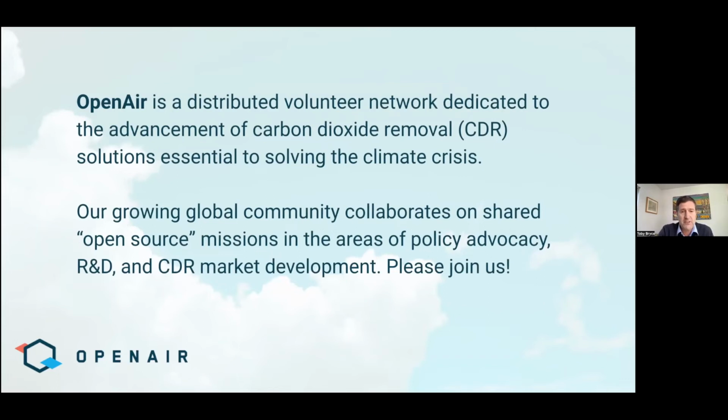We're a distributed volunteer network dedicated to the advancement of carbon removal solutions that are essential to solving the climate crisis. We're a global community. We collaborate on shared open source missions in the areas of policy advocacy, research and development, and activist CDR market development.